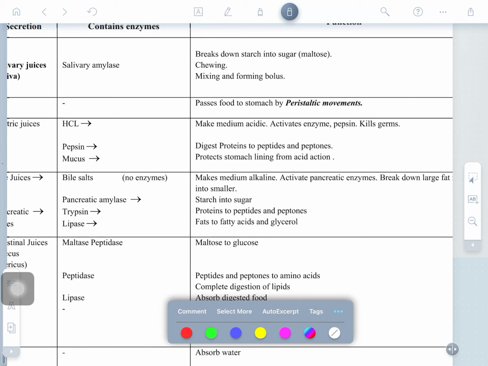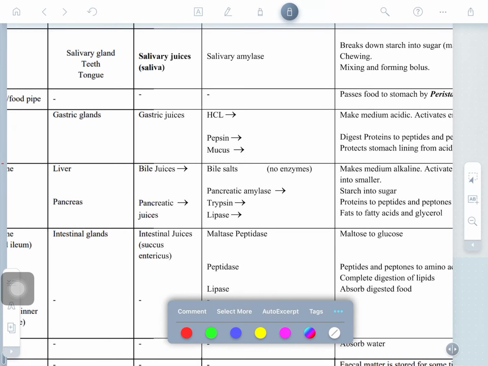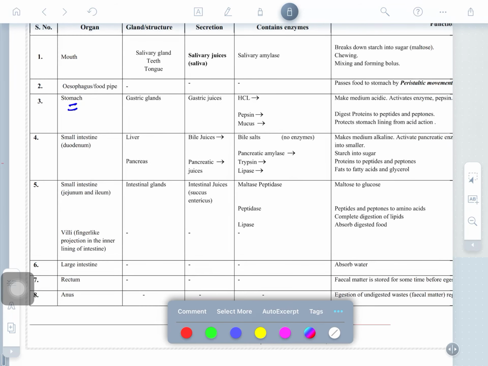This is called the upper surface. The sticky, shiny and watery material is the fluid there, which helps protect the lining of the stomach from the action of the HCl. Okay, now next is the small intestine.